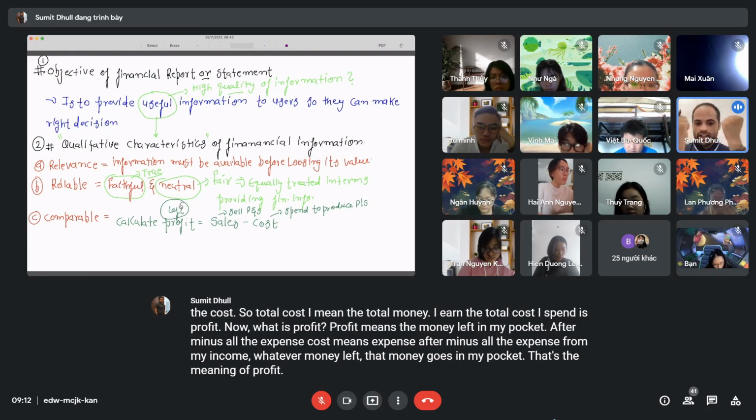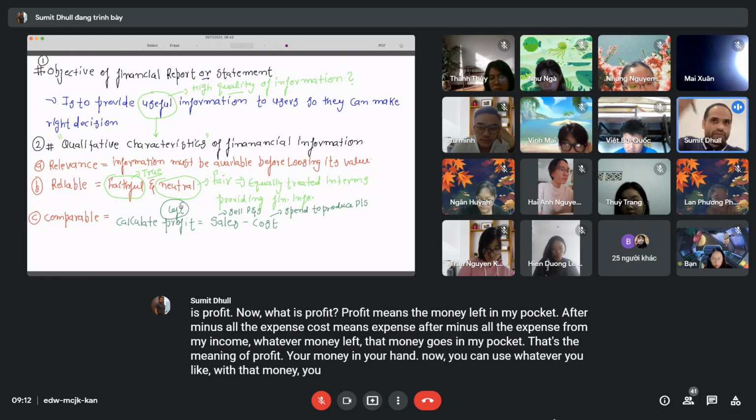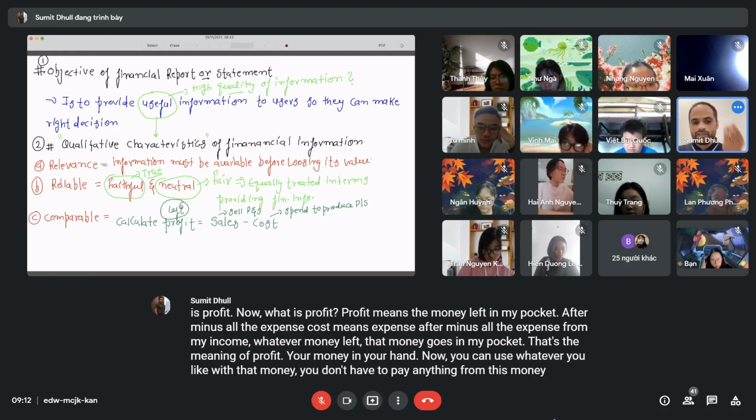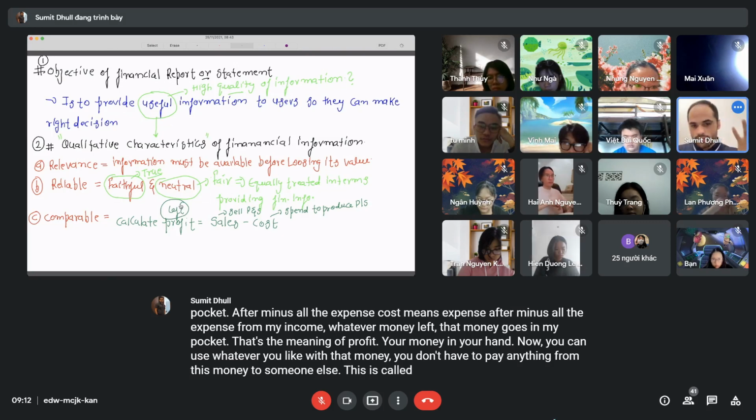It's your money in your hand. Now you can use whatever you like with that money. You don't have to pay anything from this money to someone else. This is called profit left.